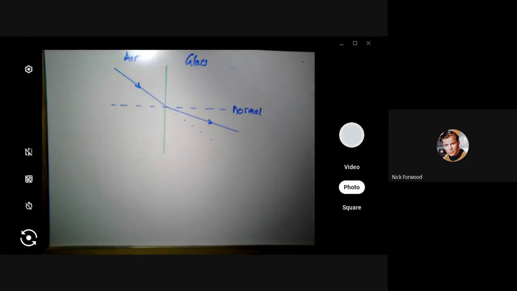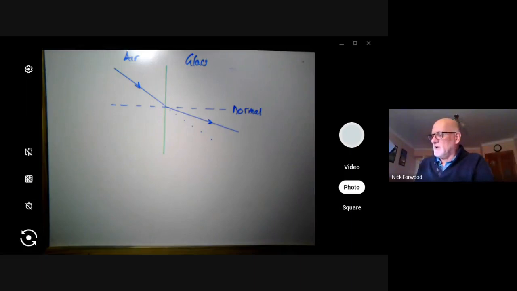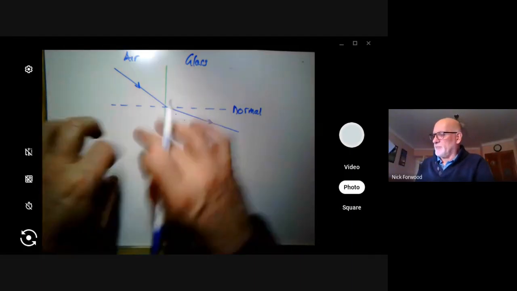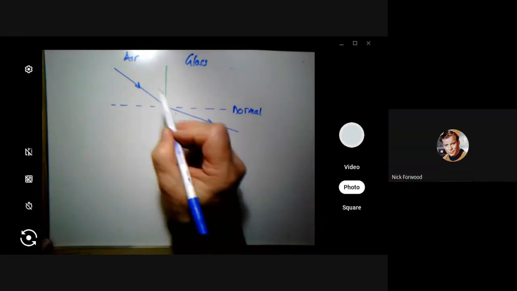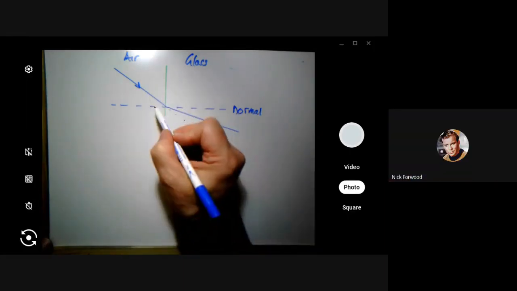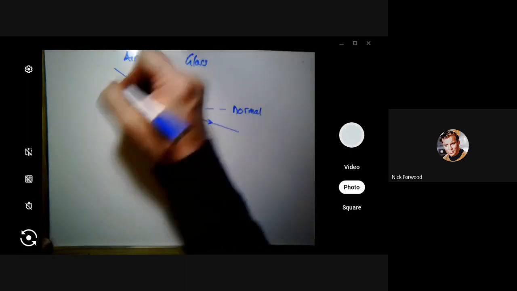I'm just thinking back, you would have done this in first and second year when you shone some light on boards a bit like this with the red laser block, and you practiced shining some light through some blocks. You ought to be able to remember some names, and we've got the normal on there already. This is the incident ray.